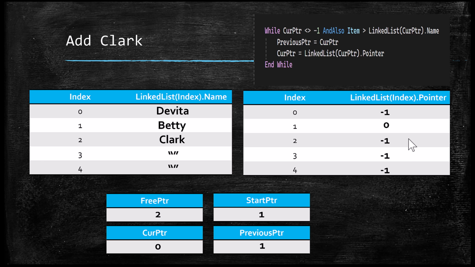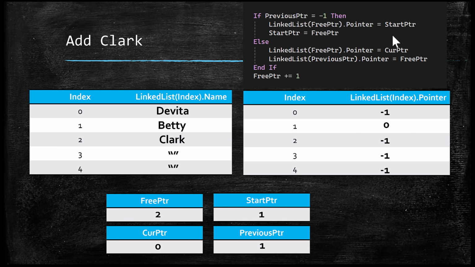We go back to the beginning of the loop. While the current pointer is not -1, it isn't, and while Clark is greater than Davida, that condition is not met. So now we are exiting the loop and heading to these if statements. I check my previous pointer to see if it's equal to -1. My previous pointer is 1, not -1, which means we need to jump down to these else statements.